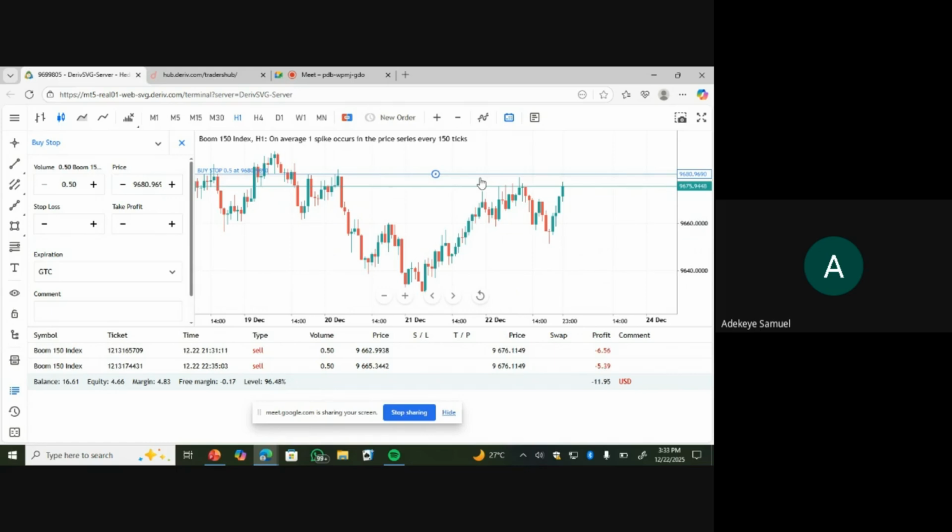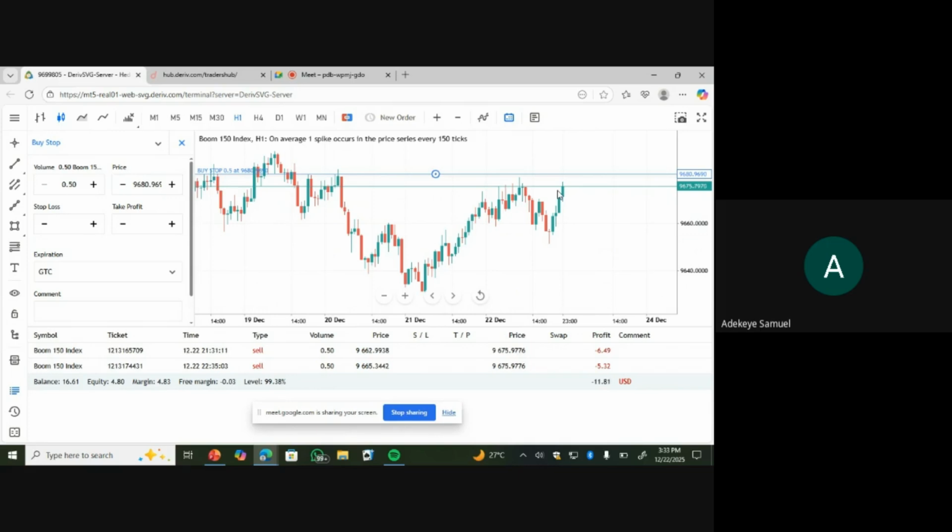It is not to miss any entry. Now, this buy stop, you set it above the current market price. Remember, sell limit, you also set it above the current market price. But that setting of sell limit is just that you are selling. But this buy stop is buying, that the market will continue buying.